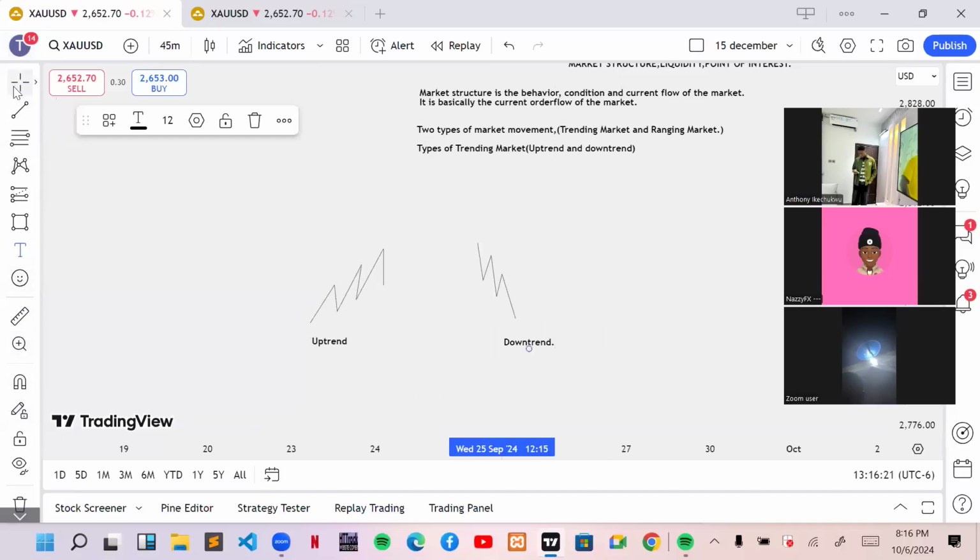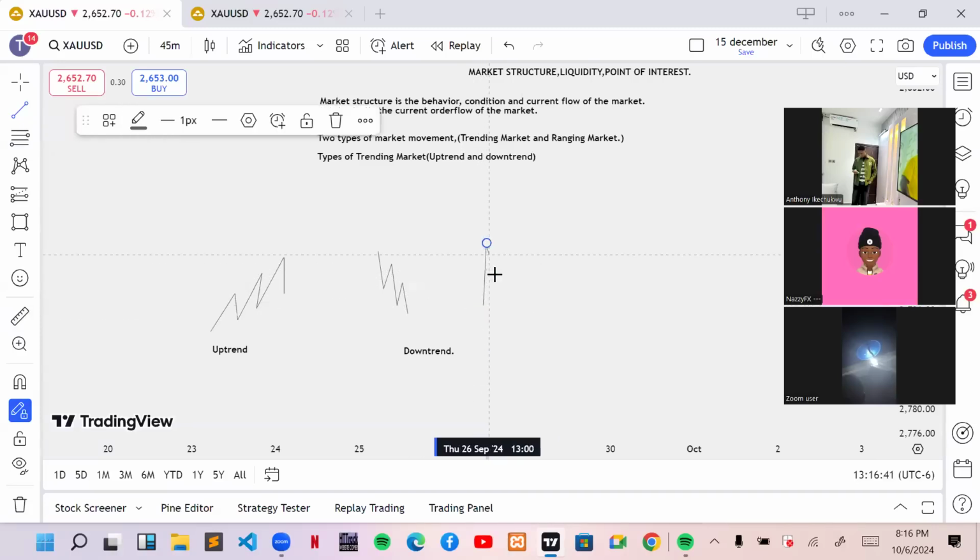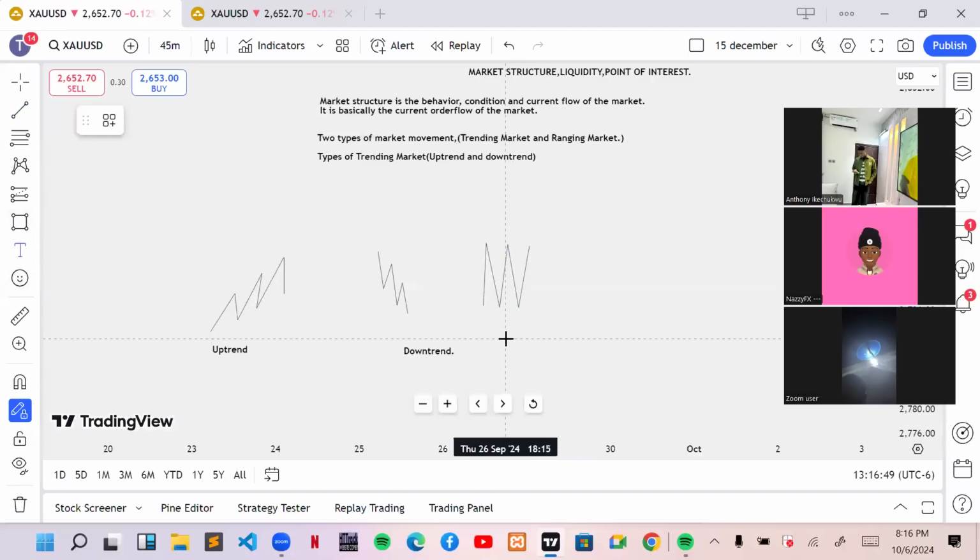Then we have the ranging market, which isn't really trending anywhere. It's just moving from one particular point to another. If you move from point A to point B, you move back from point B to point A, and then from point A back to point B. So it's ranging. A range means being stagnant, staying in the same fixed area, moving from here to here and back again. This is what it means for market to be in a range. It's more of a consolidation.